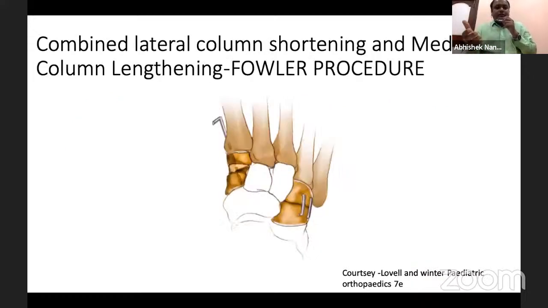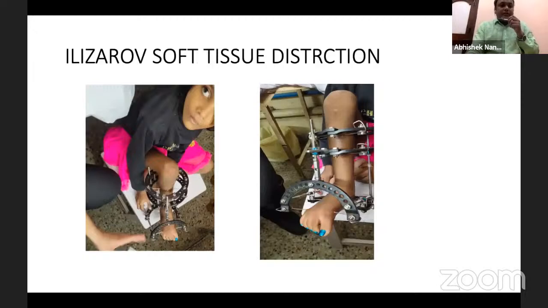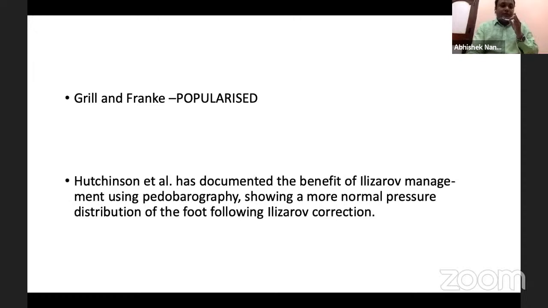There is a combined Fowler's procedure where we can shorten the lateral column and lengthen the medial column. And we can do a double talar osteotomy. This I will take later. Ilizarov can also be used for soft tissue distraction. It was popularized by Grill, and Hutchinson et al. also documented the benefit of Ilizarov management using pedobarography. We used Ilizarov extensively in our CMC days, but because it caused a lot of complications, we have stopped using Ilizarov.